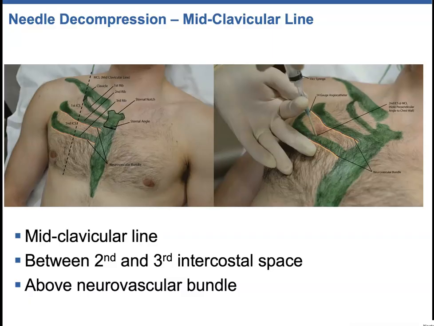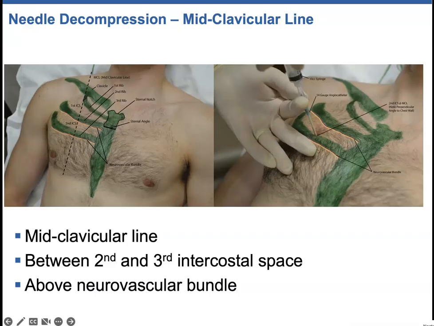You also want to be above the neurovascular bundle. What you see here, and how it's shown on the actual slide, is you have the thoracic artery, thoracic vein, and thoracic nerve passing through that portion. So you don't want to go from the bottom up, ever. You don't go from the bottom up this way. You're going from the top down when you're going in and doing that needle decompression.